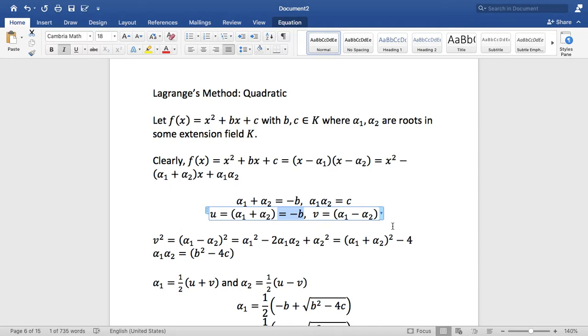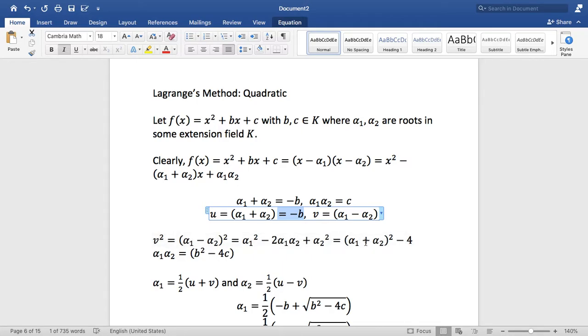How do we make v symmetric? Because remember, once alpha 1 minus alpha 2, or v, is symmetric, we know from Newton's theorem that there's an algorithm to write it in terms of the coefficients. Well, squaring it does the trick, right? So once we square it, we get alpha 1 squared minus blah, blah, blah. So you guys do the algebra.